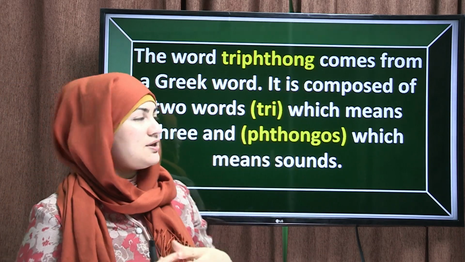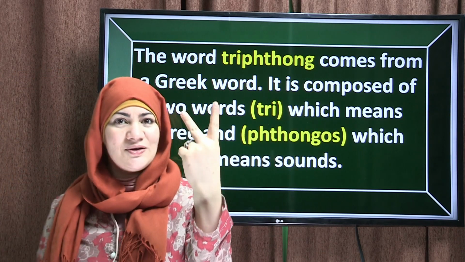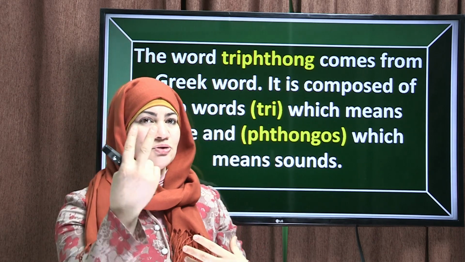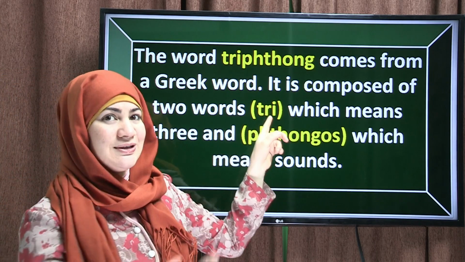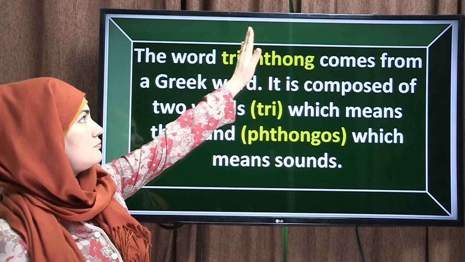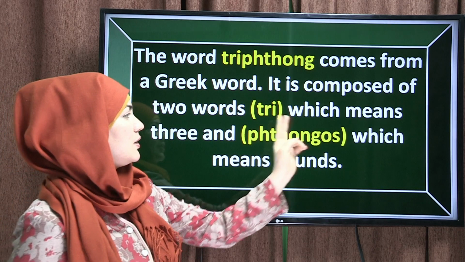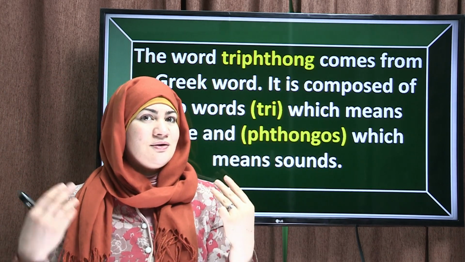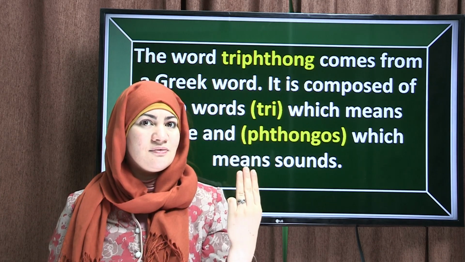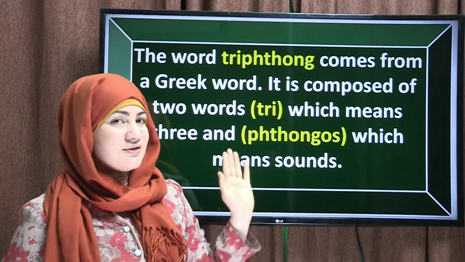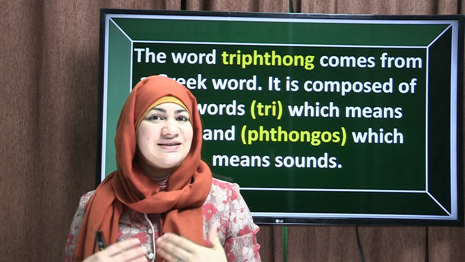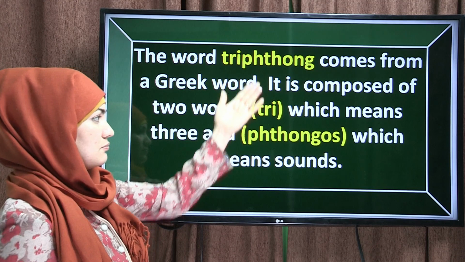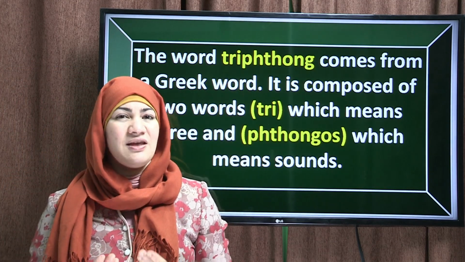It's composed of two words. It contains two words. Tri, which means three in Greek. And phthongos, which means sounds. This is what we mean by triphthongs.